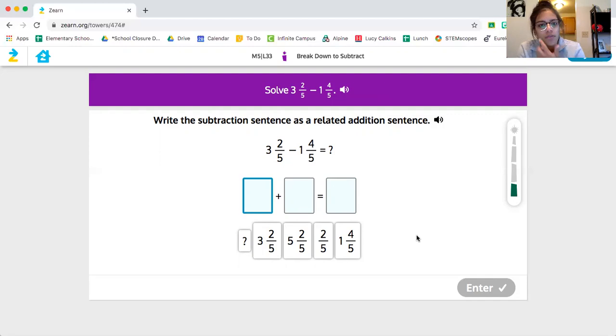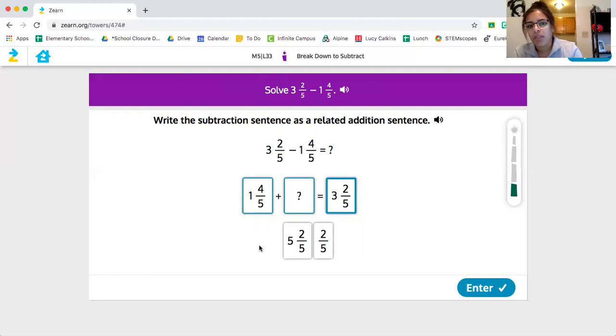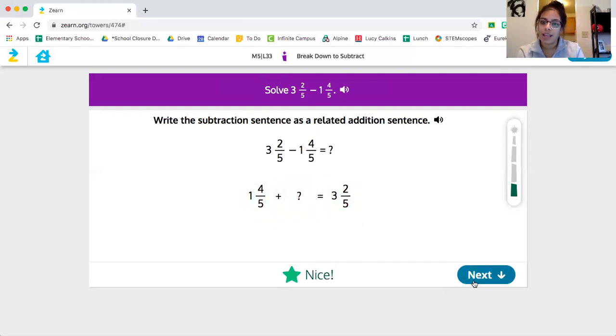That's my unknown variable. So I can think about doing, well, if I add 1 4/5 to whatever that potential answer would be, I would end my result with that 3 2/5. Remember, the difference is the answer to a subtraction problem. It's kind of the space in between your difference, the answer, and that original number you're taking away from. So I'm flipping that problem to make it work for me so I can continue using that strategy.